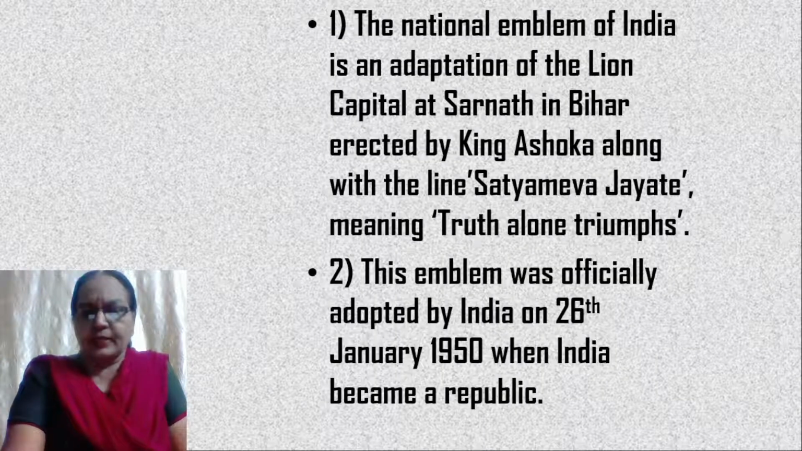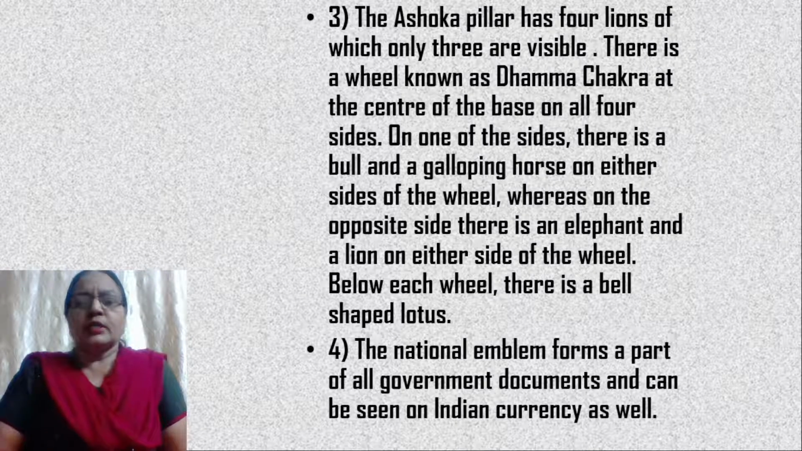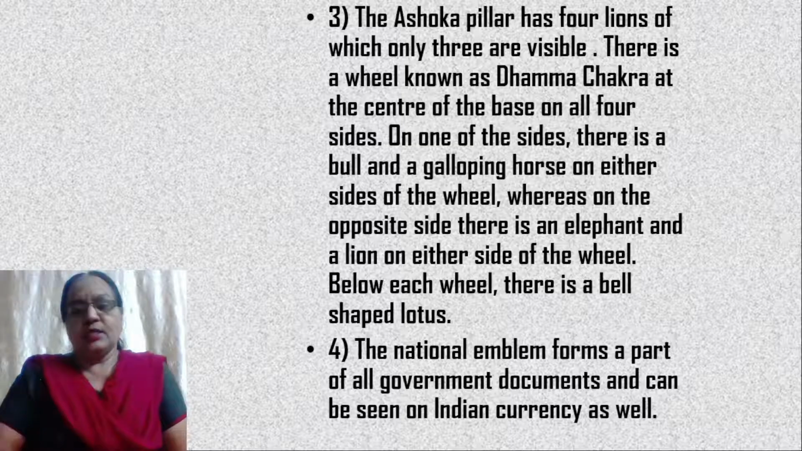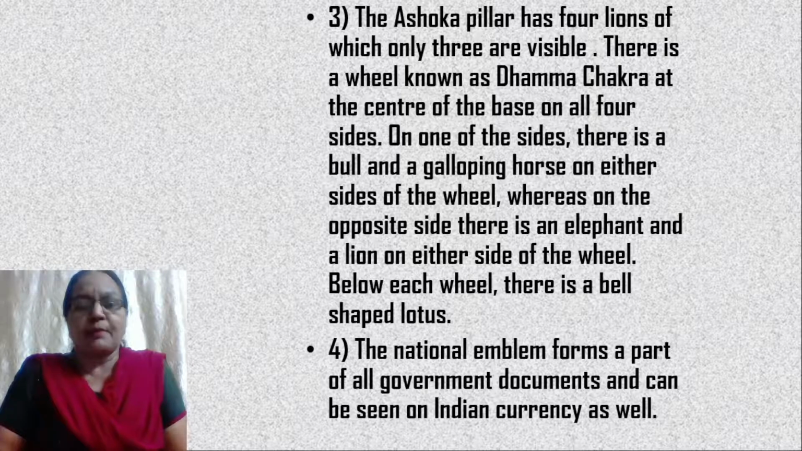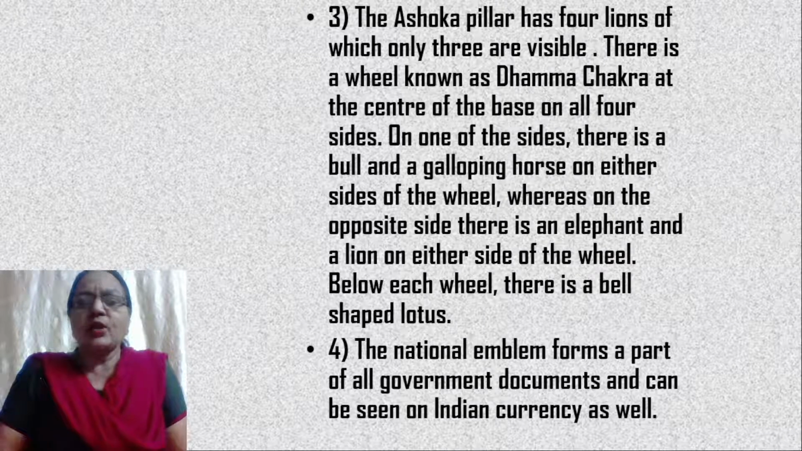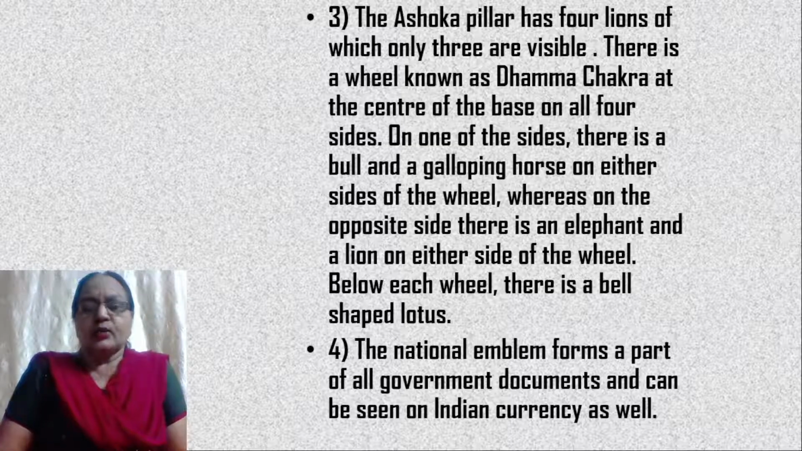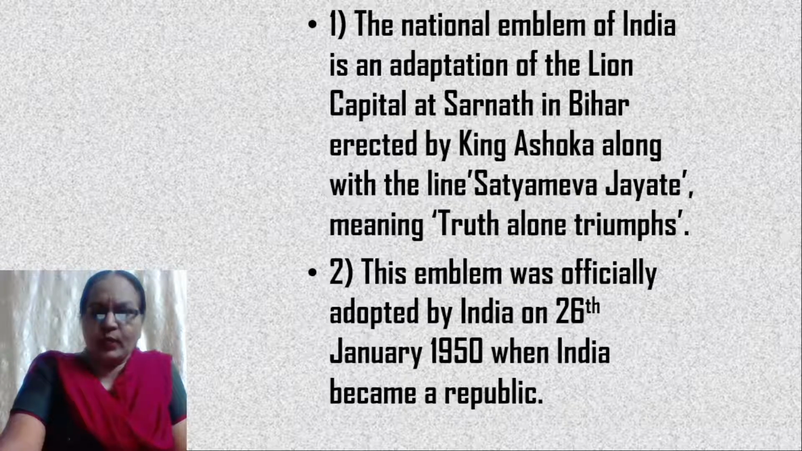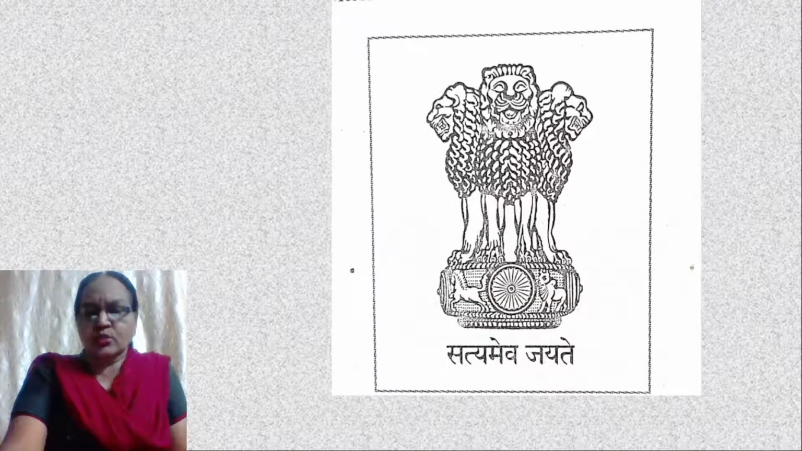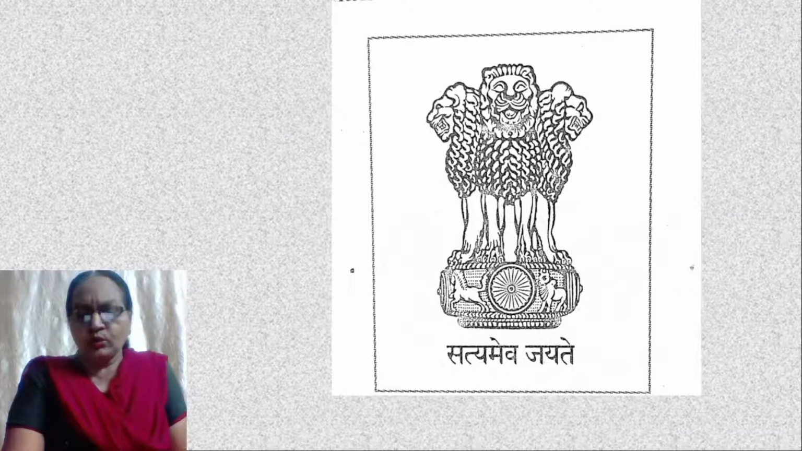Now, the Ashoka pillar has 4 lions, of which only 3 are visible. So you can see only 3 lions over there. The fourth one is at the back. There is a wheel known as Dhamma Chakra at the center of the base on all 4 sides. Can you see the wheel, children, just down below?